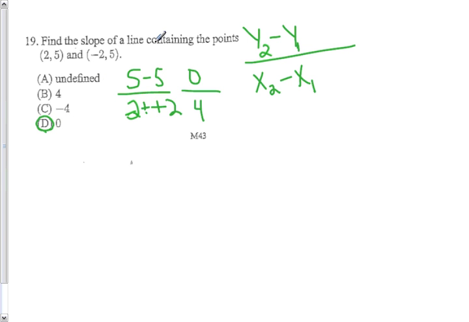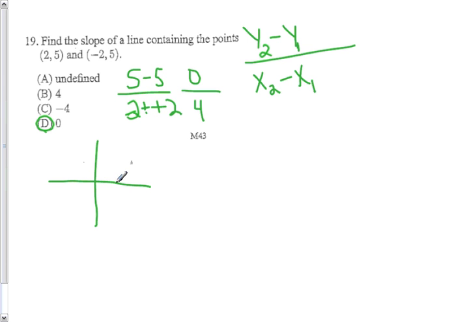Now, when I first look at this question, I can also think about it another way. When I look at my answer choices, the answer choices are undefined, 4, negative 4, and 0. They've given me 4 different slopes here, and all I really need to do at this point is plot these points on the coordinate plane and connect them, and I get an idea about the slope from that.